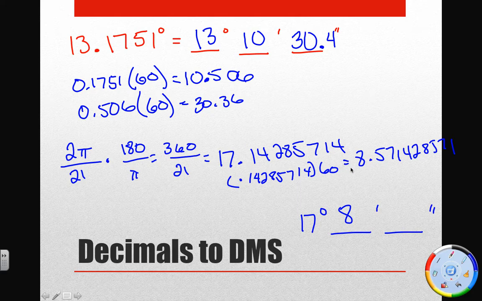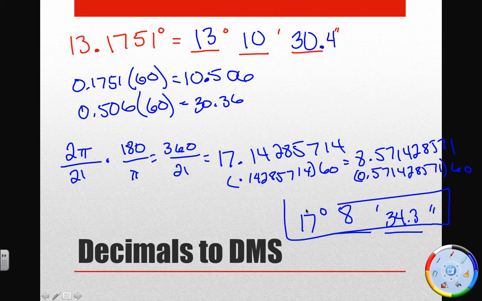But I'm going to do the same thing as I did a second ago. I'm going to subtract 8 so I can get 0.57 by itself. And I'm going to multiply that number by 60. And I get 34.3. You notice that would be our solution: 17 degrees, 8 minutes, 34.3 seconds. And that's going all the way from radians all the way down to DMS.